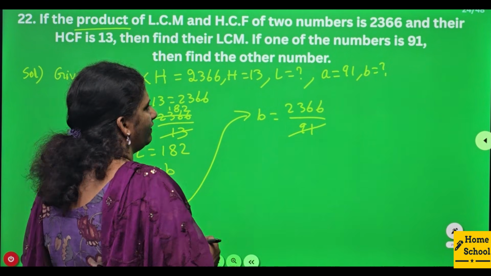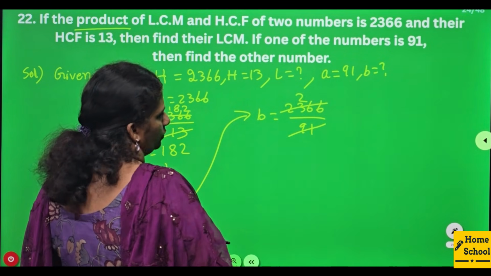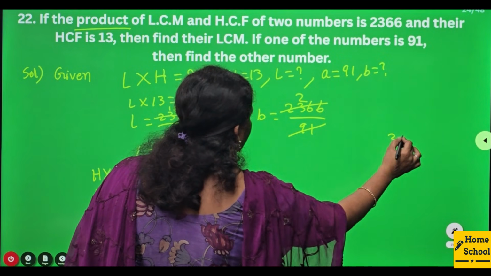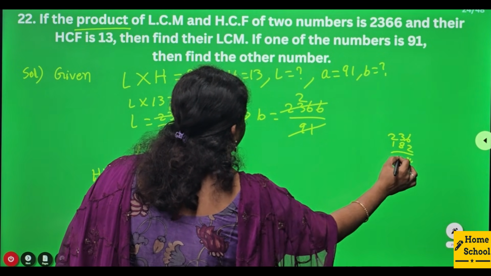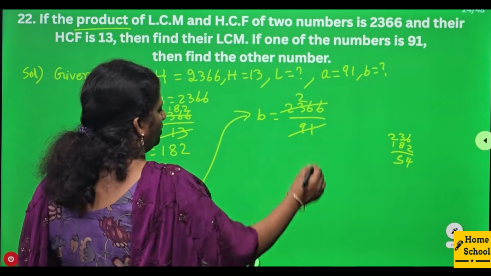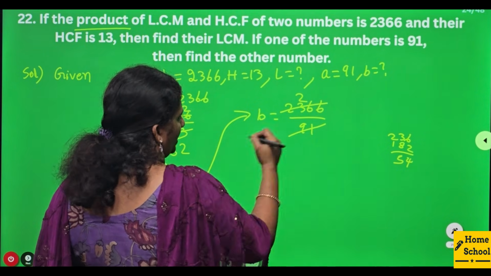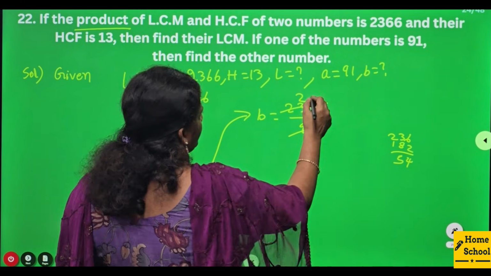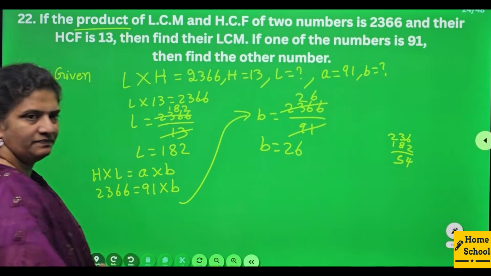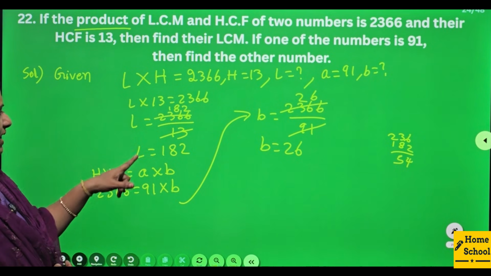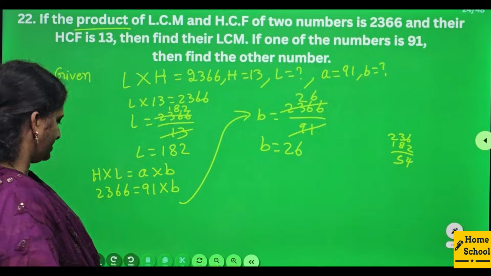Now 91 2s are 182, right? 236 minus 182 will be 54, that is 546. 546 means 91 6s. Yes. Therefore, the B value is 26. Therefore, the LCM L is 182. The other number is 26.